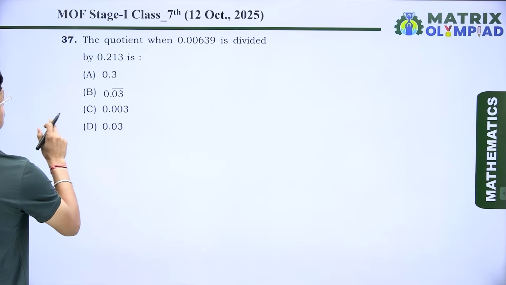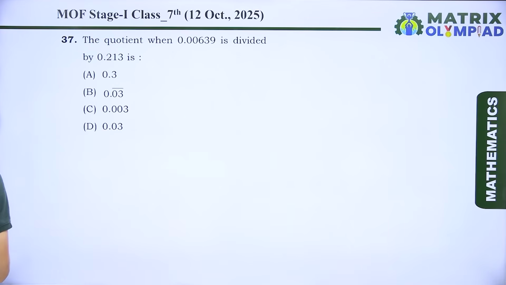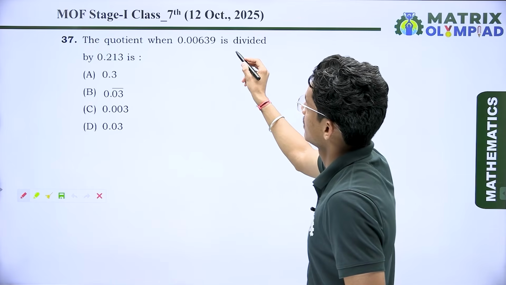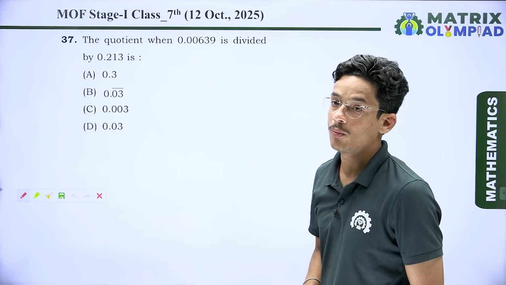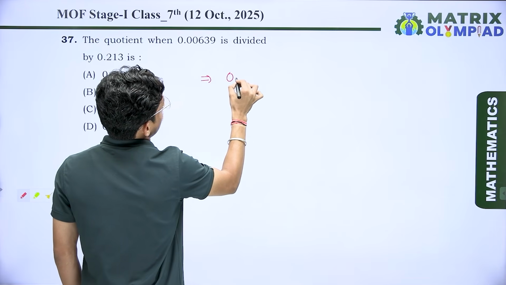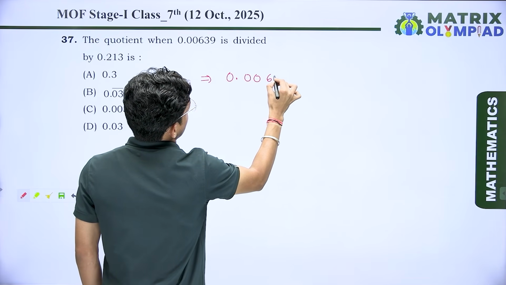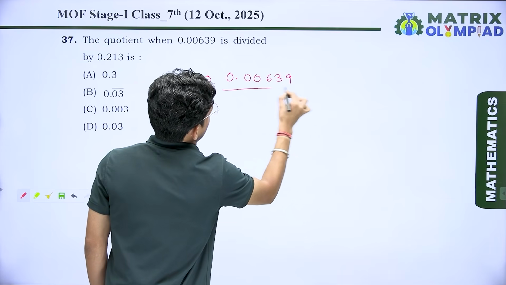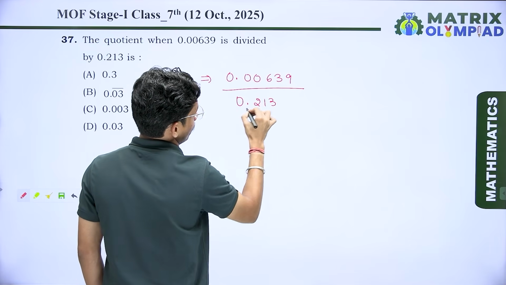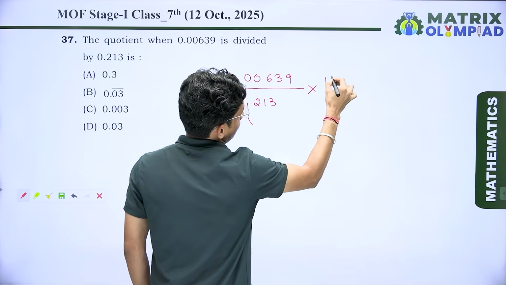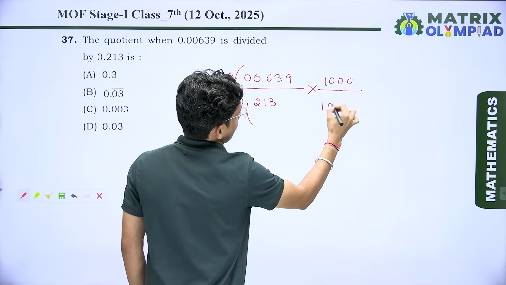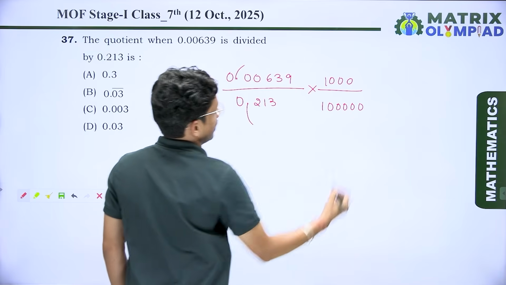Now the next question, that is 37, and the question is, the quotient when 0.00639 is divided by 0.213. So I can write here 0.00639 divided by 0.213. When I remove this decimal, I can multiply by 1000. When I remove this decimal, I can multiply by 1 lakh.